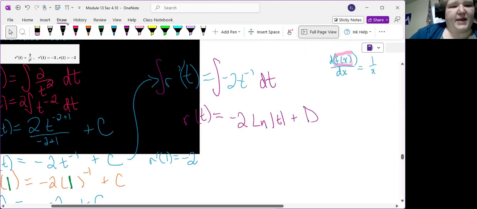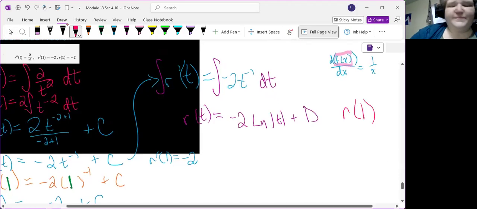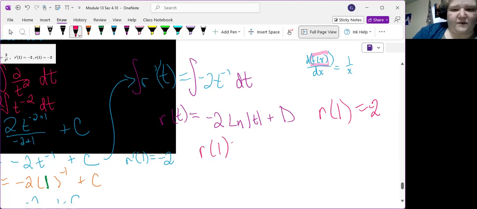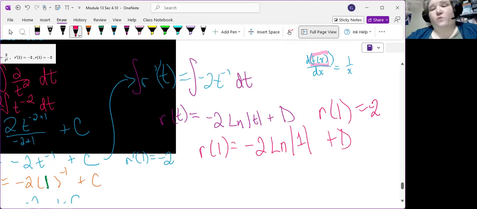All right, now I go back and they told me R of, again, not zero, is also negative two. So we want to figure out R of one. That is negative two times the natural log of the absolute value of one plus D. So absolute value of one is one. Natural log, any log asks the base to what power equals what I'm taking the log of. So I want to think e to some power equals one.